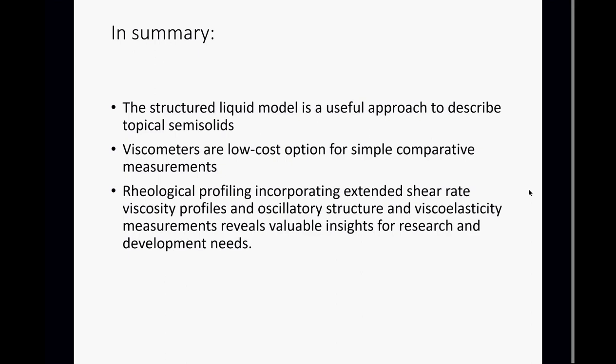There are many viscometers out in the market that can give us a simple comparative measurement. But if we really want to get a really good, solid understanding of our product and maybe references, new versus old, and reformulations, then we really need to get serious about rheological profiling and start to look at structure and viscoelasticity and broad shear rate and broad shear stress viscosity profiling.